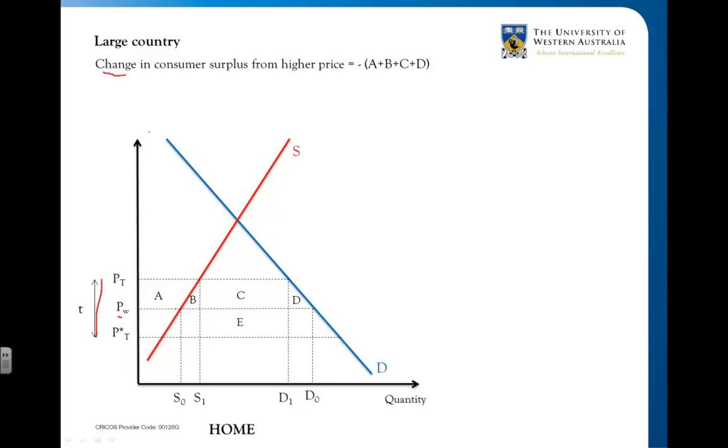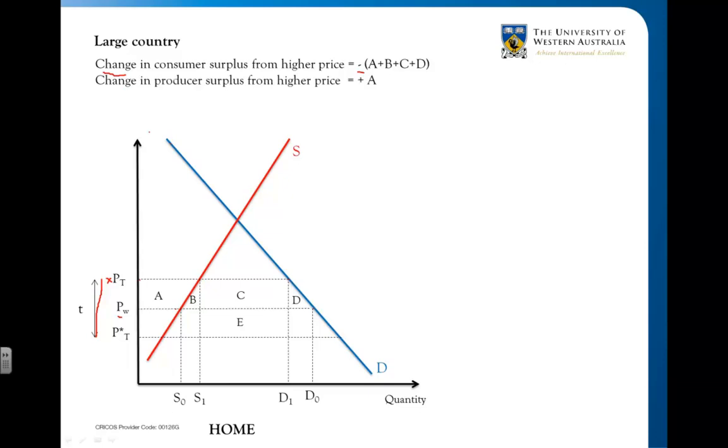So once the tariff is imposed and the new price is this higher price here of PT, the new consumer surplus is just this area here. And so the change is this area A, B, C, and D, and it's a loss, it's a minus sign there. So of course, one of the offshoots from this, as you would imagine, with the higher prices, is that consumers in the home country are worse off because they have to pay a higher price. There are people who would have been consuming this good who are no longer because of the higher price, and that represents a loss of welfare.